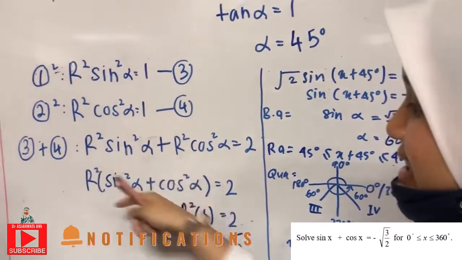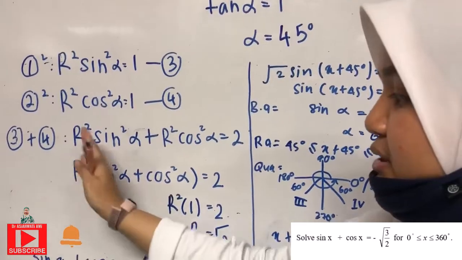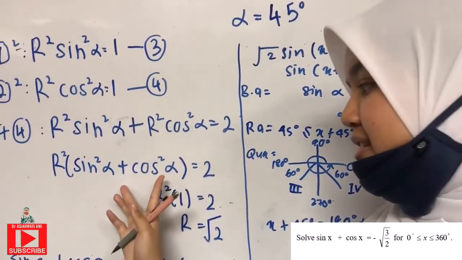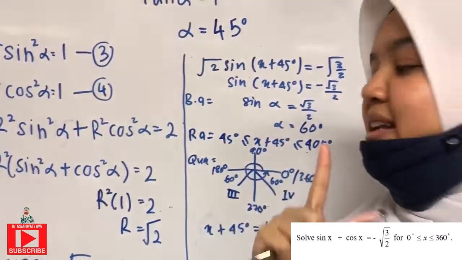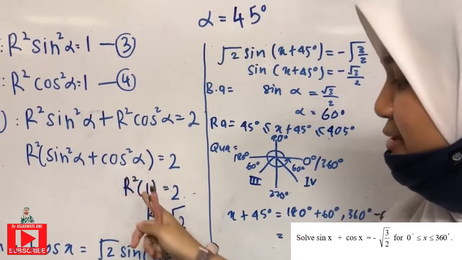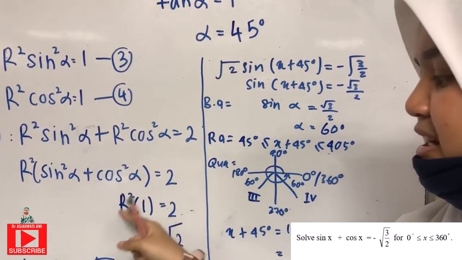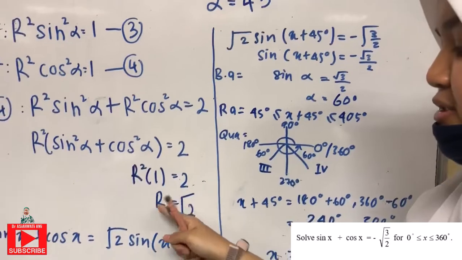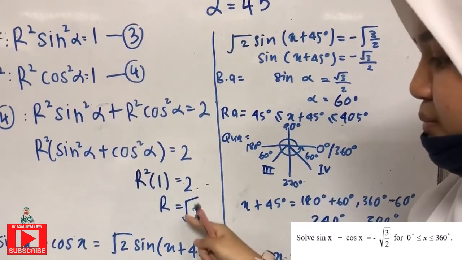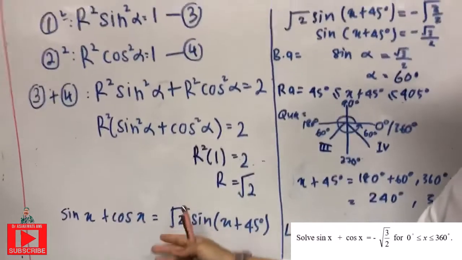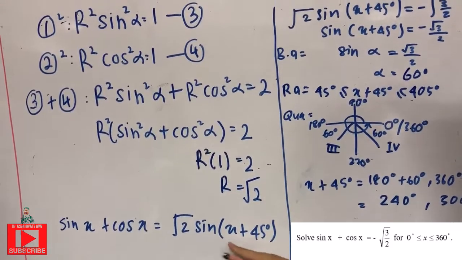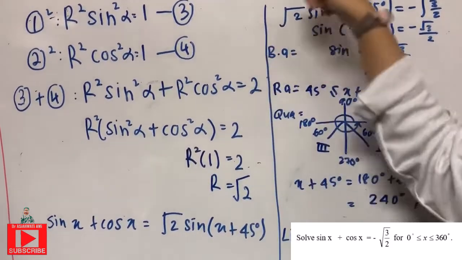Okay, and then kita factorize R. So kita dapat R kuasa 2 (sin kuasa 2 alpha plus cos kuasa 2 alpha). Okay, sin kuasa 2 alpha plus cos kuasa 2 alpha is 1, itu identity. So R kuasa 2 kita just tukar jadi 1. So R kuasa 2 darab 1 equals to 2. And then kita bawa sebelah 2 jadilah 1. And then kita substitute balik kita punya equation tadi. R kita dapat 1 sin (x plus alpha), kita dapat 45.